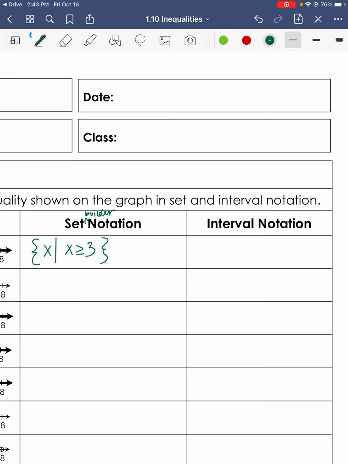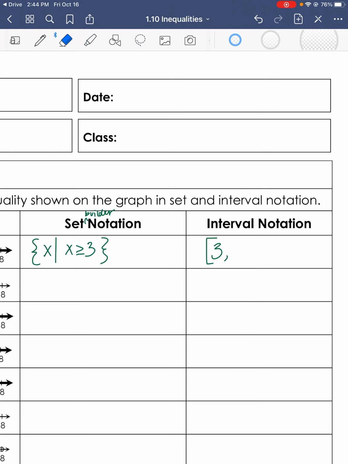Okay, so x is greater than or equal to 3. The way that we write this in interval notation, we're going to list our lower bound. So x is bigger than 3, so 3 is going to be the smallest it can be, and then it goes on in the positive direction forever, so we represent that with infinity. Because 3 is included in the solution set, we give it a bracket. If it was not included, we would give it a parenthesis.